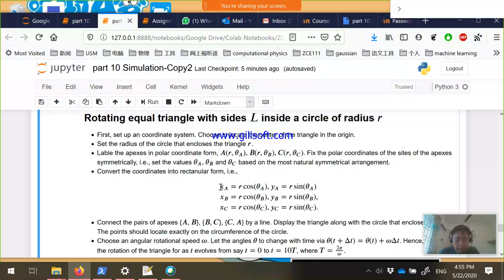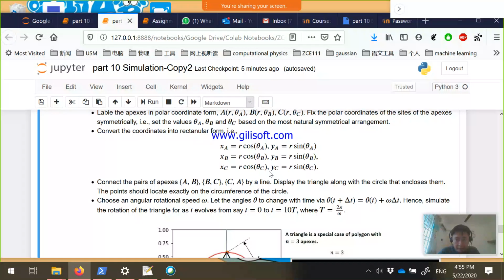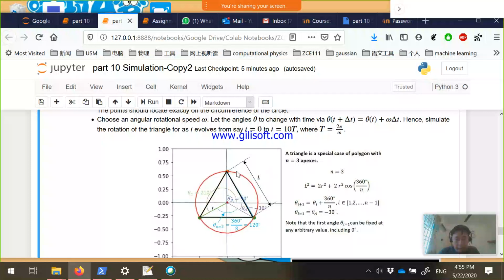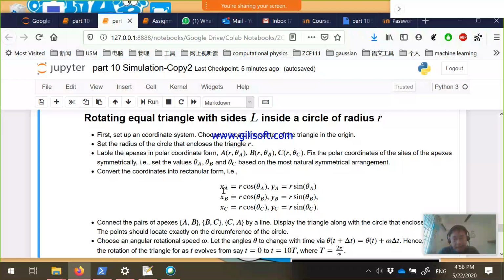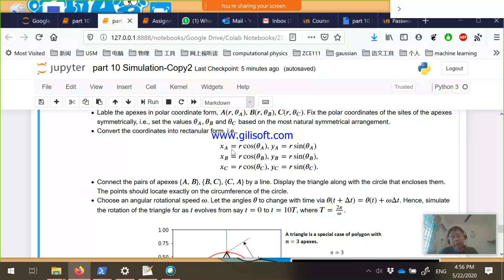So you need to write down this formula, like xA, xB, xC, yA, yB, yC. Both these are describing the x and y coordinates for these three points. So I call this point number 1, point number 2, point number 3, or point A, point B, point C. The coordinate of point A is given by xA, yA, and you have to translate xA and yA into the form of polar coordinates. So xA, yA will be translated into r and theta. Right? rA and theta.